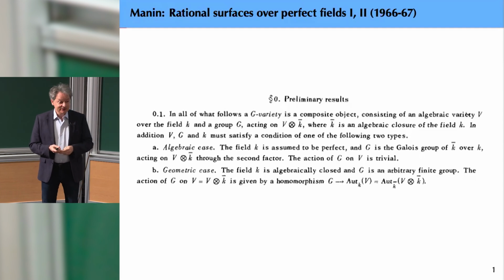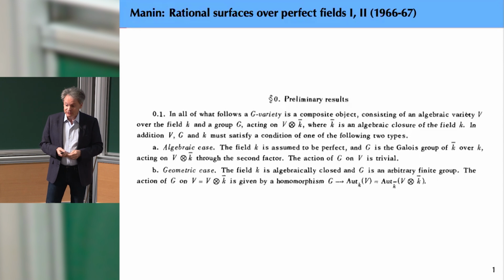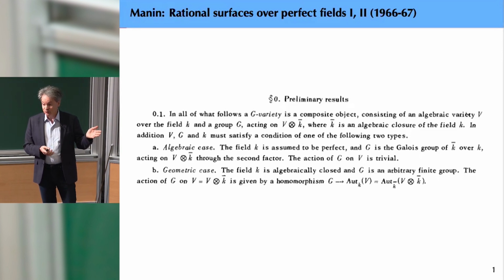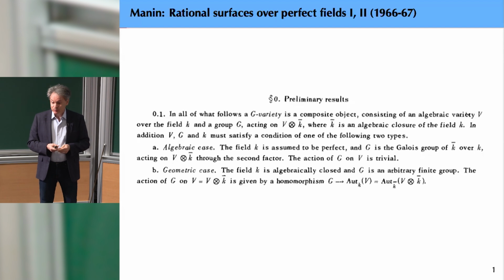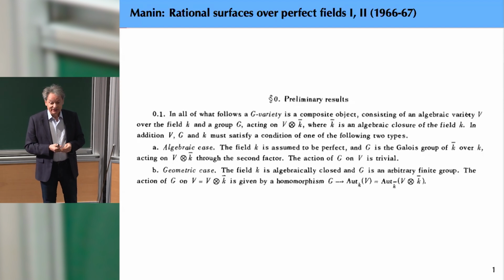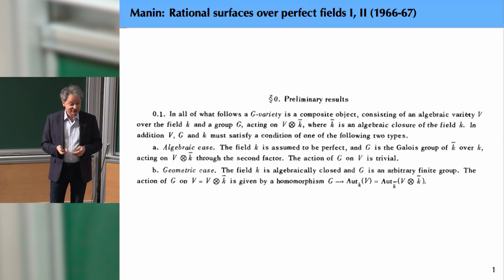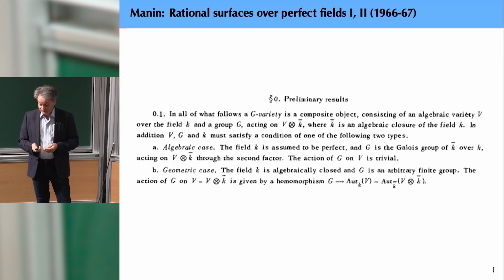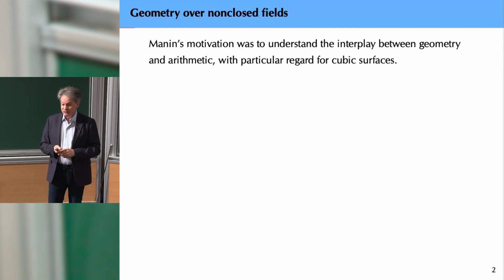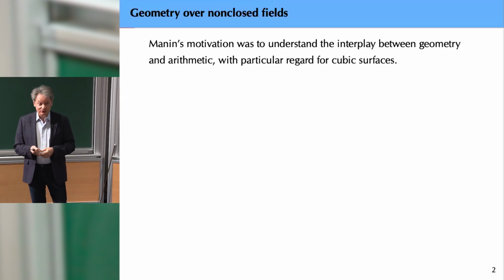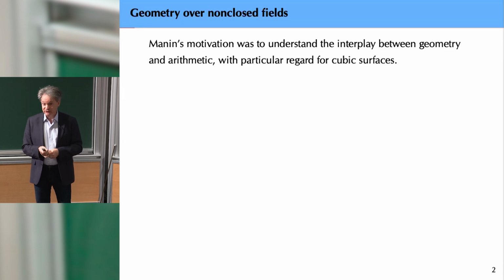And in this paper, Manin introduces the notion of G varieties, where G could be simultaneously the Galois group or a group of symmetries. And this point of view, thinking about geometric symmetries and Galois symmetries simultaneously, well, that was, of course, very important. And the main motivation for Manin was to understand the arithmetic of cubic surfaces, more generally, Del Pezzo surfaces over non-closed fields.